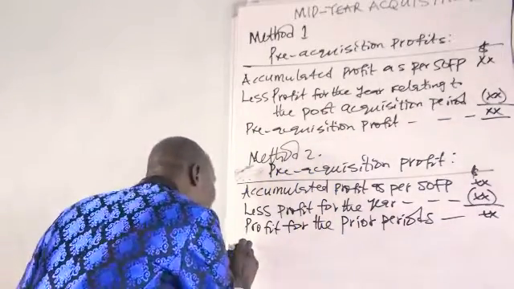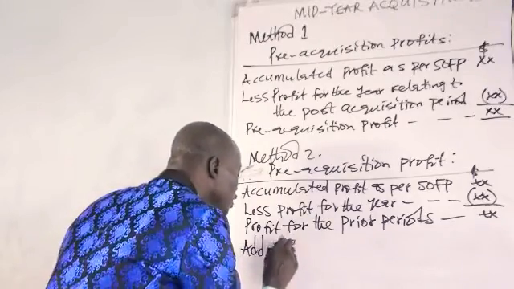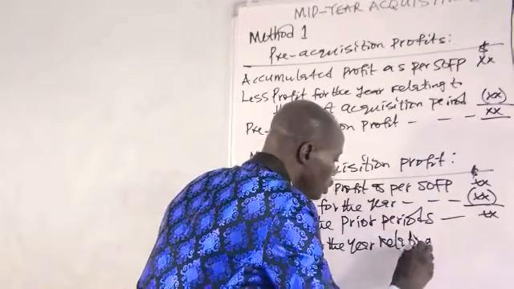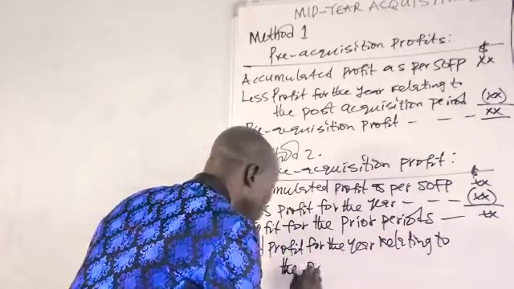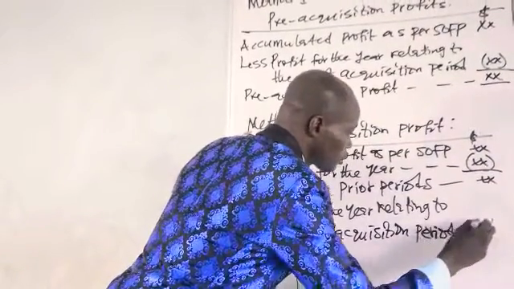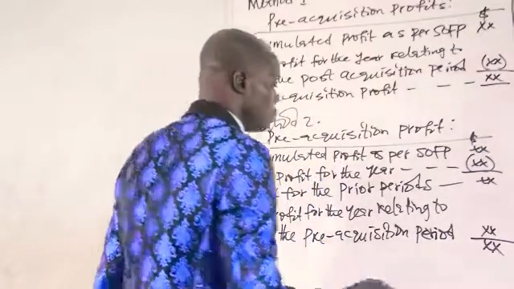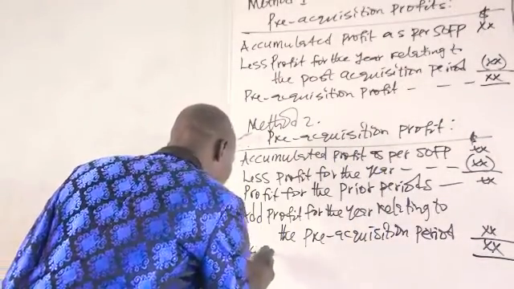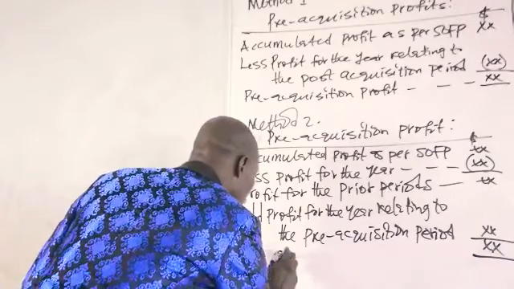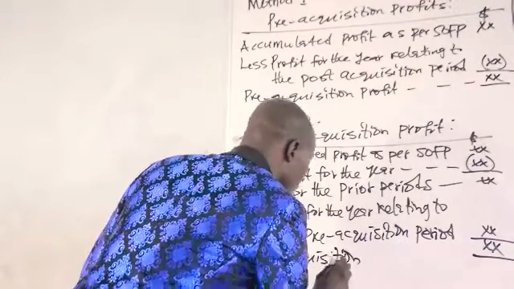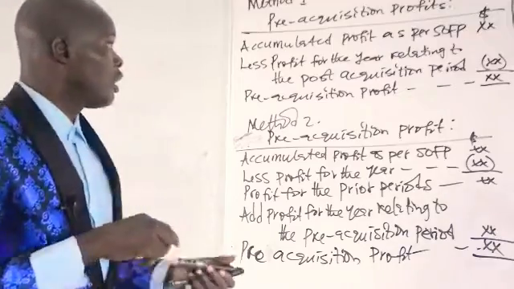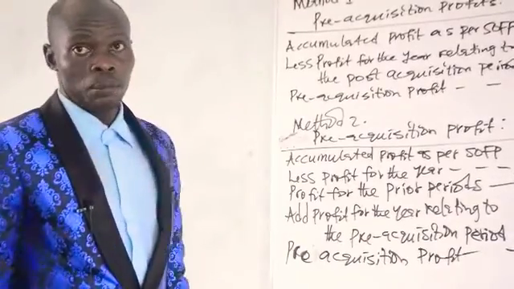Then you now add profit for the year relating to the pre-acquisition period. After you have added that, you get the pre-acquisition profit, or pre-acquisition retained earnings. These are the two methods of calculating the pre-acquisition profit.